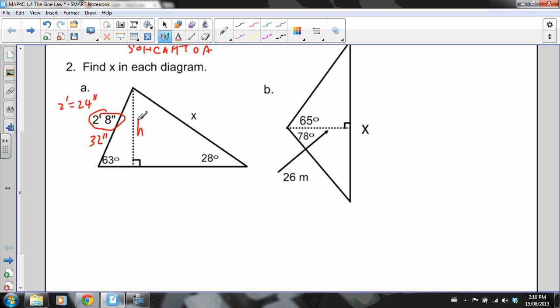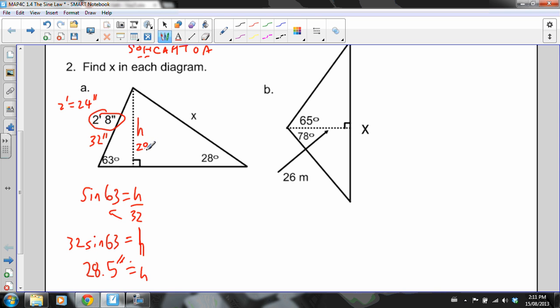And then here to get h, that's the opposite and the hypotenuse. Opposite and hypotenuse, this is the sine. So we have the sine of 63 degrees is h over 32. Going to find h here, 32 times that. H is about 28.5. What's that? Inches. And then I can do a second step to find x. So if this is 28.5, write that in there.